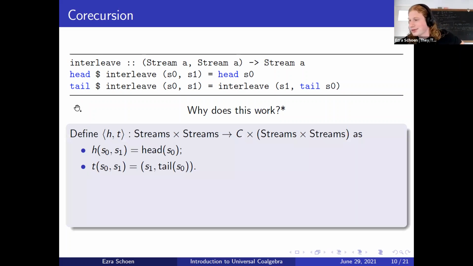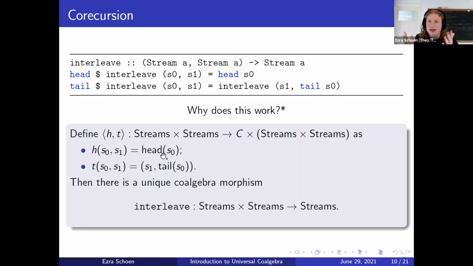Okay, and now maybe if you want to be a bit more formal about it, what we're doing here implicitly is defining a coalgebra structure on the set of pairs of streams, where we say that H, the readout of S0, S1, is just the head of S0, and the next state of S0, S1 is S1, the tail of S0. And then because streams was the final coalgebra, there is a unique coalgebra morphism from pairs of streams to streams. And so there's a unique function, which is a coalgebra morphism, and it being a coalgebra morphism tells us that exactly these two properties up here are satisfied.